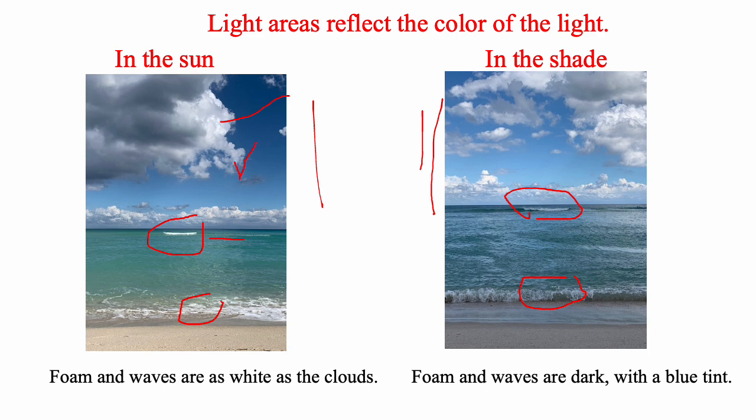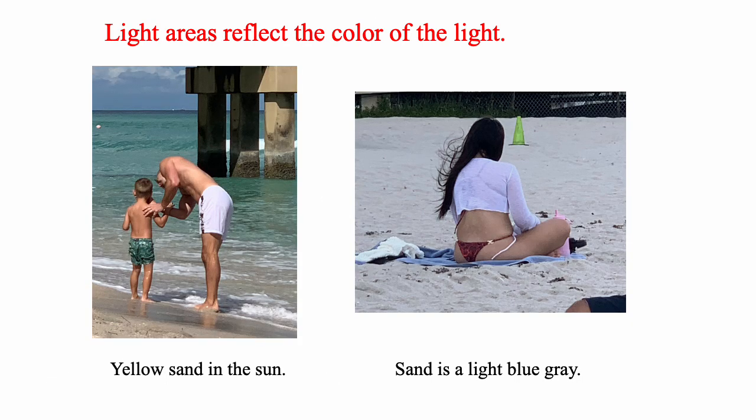So white things, like waves, reflect the color of the light. So in sunlight, it's a yellow-white that they reflect, and in the shade, it's the blue skylight that they reflect. Here are other examples of light areas reflecting the color of the light. In the sun, we have the white pants and the white foam, and the sand has a yellowish tinge. In the shade, everything has a bluish tinge, so the sand looks like a light blue-gray.